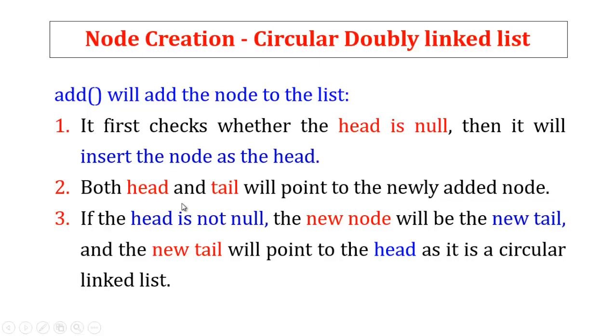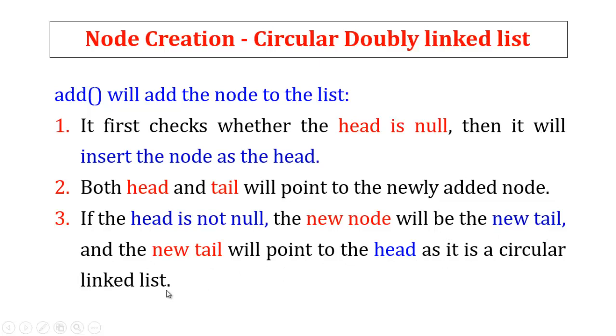The head pointer points to the first node in the list. We are going to create a temporary pointer called the tail pointer, pointing to the same node. If the head is not null, the new node will be the new tail, and the new tail will point to the head, as in a circular linked list.